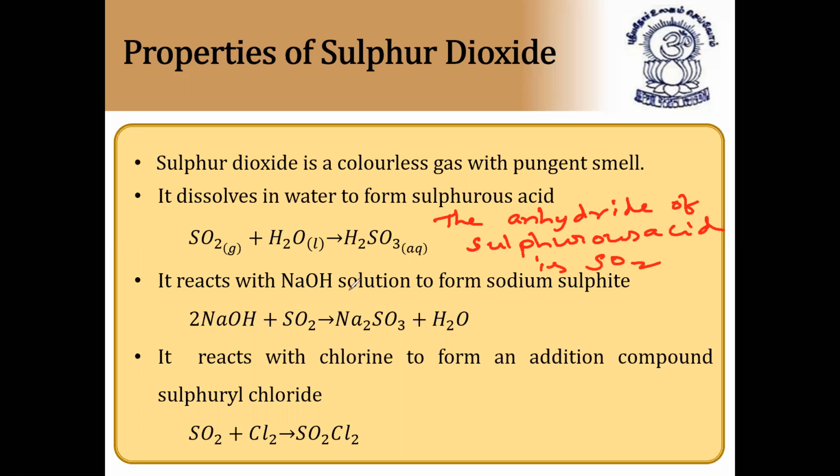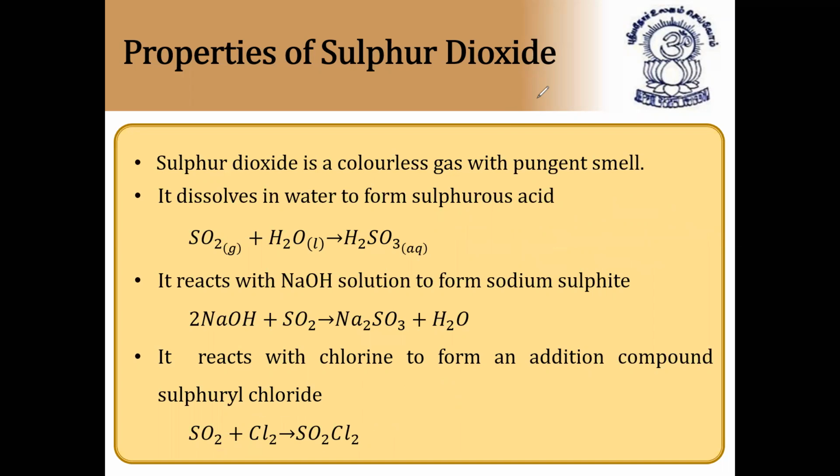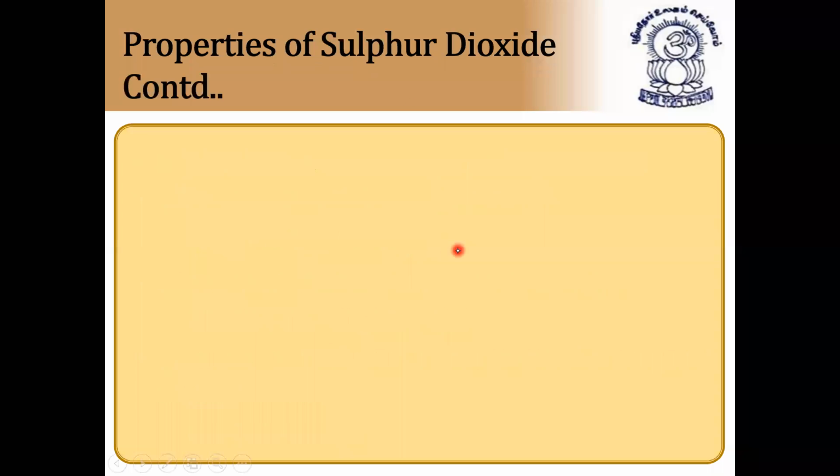It reacts with sodium hydroxide to form sodium sulfite. It reacts with chlorine to form an addition compound called sulfuryl chloride. It is used for the manufacture of mustard gas. This sulfuryl chloride combines with alcohols and forms alkyl halides. I hope it is clear. Next topic.